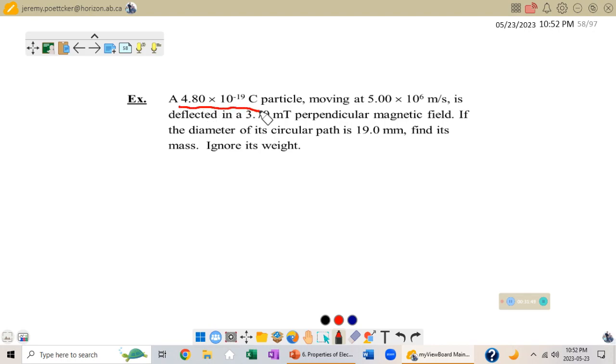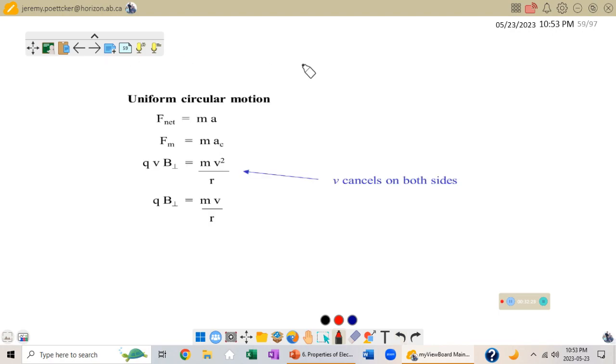A 4.80 times 10 to the negative 19th coulomb particle moving at 5 times 10 to the 6 meters per second is deflected in a 3.70 millitesla perpendicular magnetic field. The diameter of its circular path is 19.0 millimeters. Find its mass. Ignore its weight. So be careful with that. We do want mass. When it says ignore its weight, it means ignore gravity. Gravity acting on this particle is probably not going to be very big, but it would just make the math a lot more complicated.